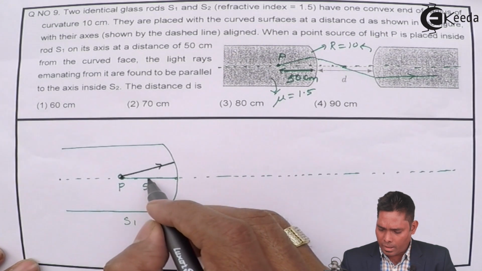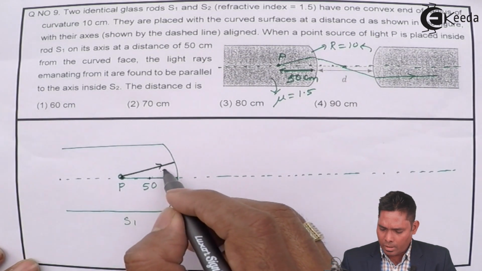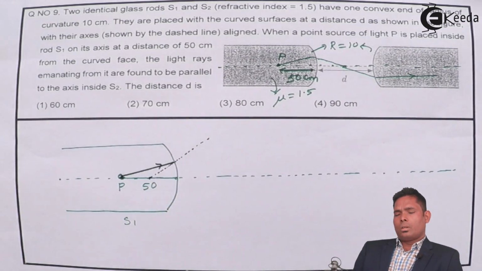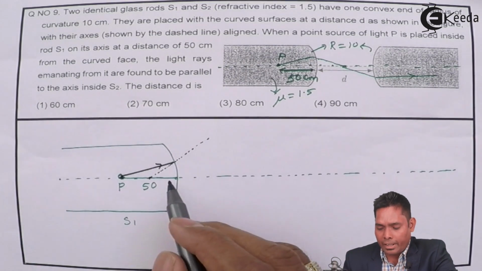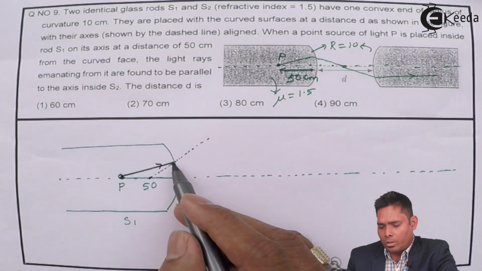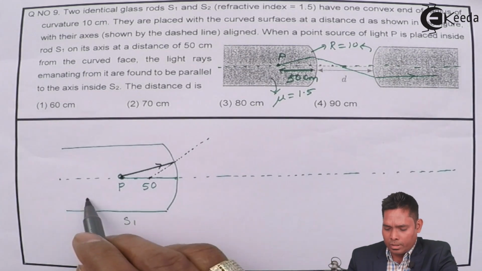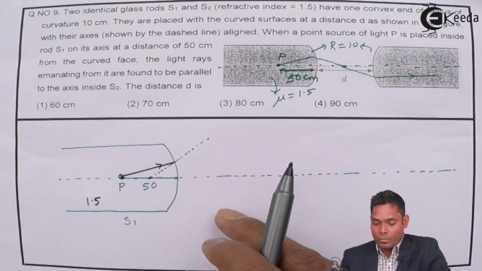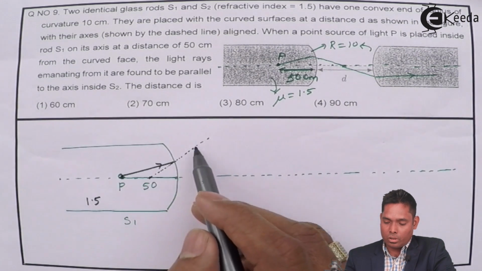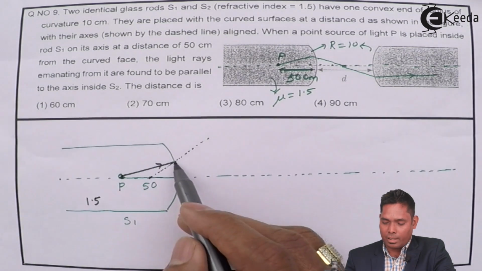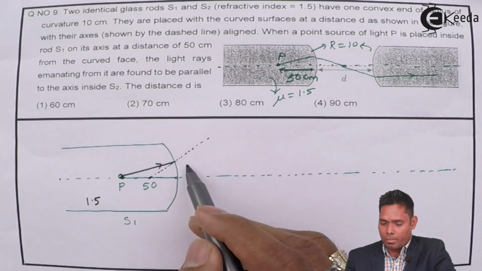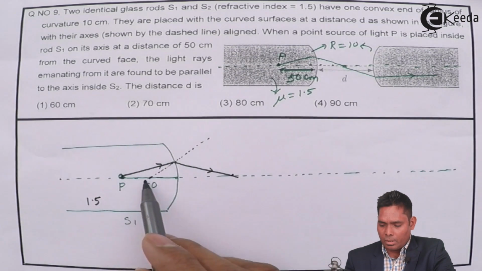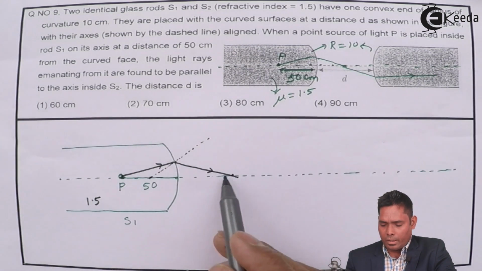Its center of curvature will be somewhere here, and this is the radius, so this will be the normal. When light travels from the denser medium, because its refractive index is 1.5, to air, whose refractive index is 1, it will move away from the normal. It should have gone straight if the glass continued, but since it moves away from the normal, it will bend somewhere like that. And here the image is formed due to this surface.